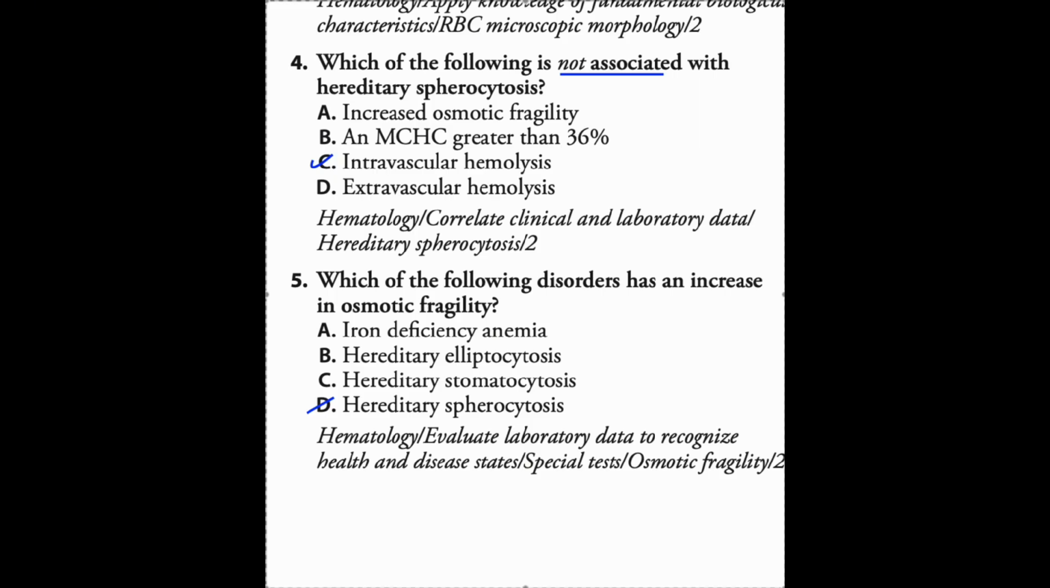Let's quickly look at why the others are wrong. Iron deficiency anemia. These cells are microcytic and hypochromic, often appearing as thin target cells. They have a high surface area to volume ratio and are actually more resistant to osmotic lysis, so they have decreased osmotic fragility. So B and C, hereditary elliptocytosis and stomatocytosis.